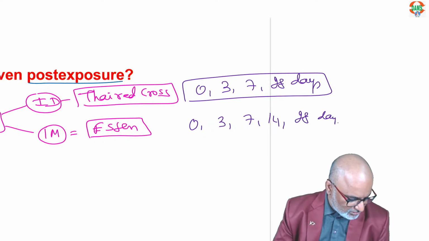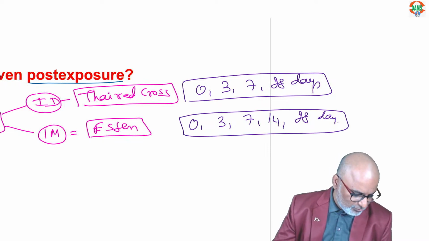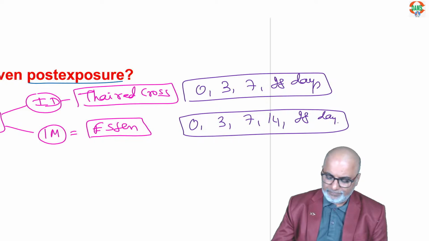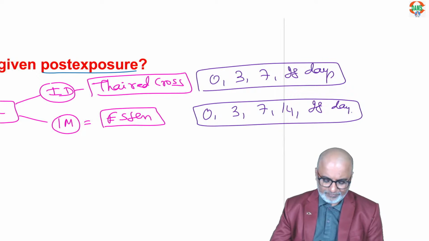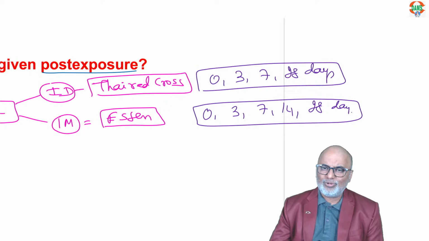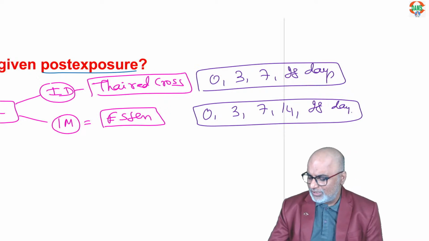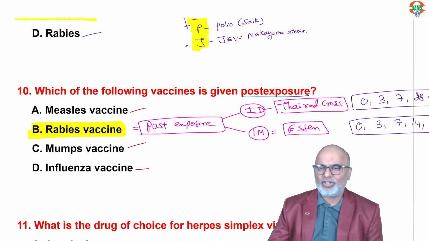Yes, very good, Dr. Shruda. The updated Thai Red Cross regimen. You are right. And the Essen regimen has 5 doses on 0, 3, 7, 14, 28 days. The updated Thai Red Cross regimen has just 4 doses on 0, 3, 7 and 28 days. So you must know about rabies vaccination also.